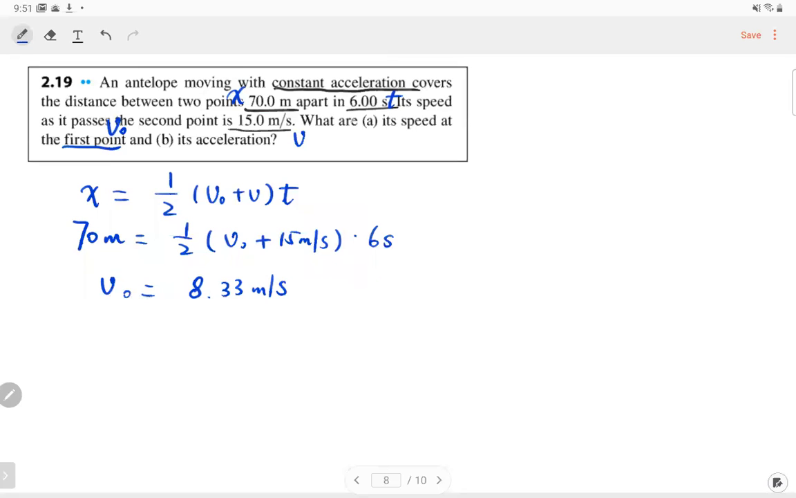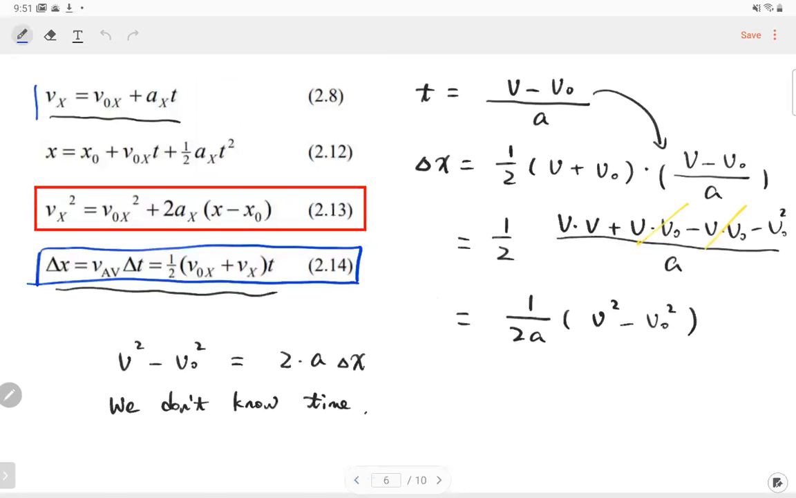Okay, this is part A. Part B, the acceleration. Let's see, because we already know 4 parameters, we just need to pick up any equation that includes acceleration. Let's use the first equation.